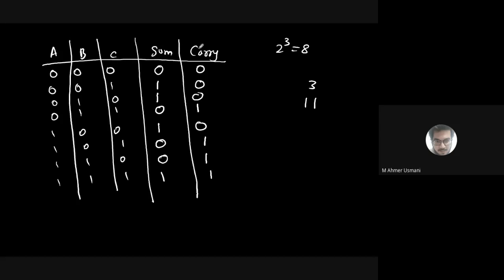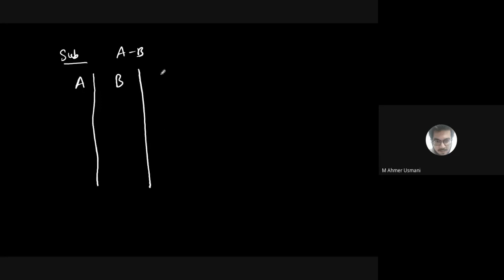Okay. Next that we'll be learning is called subtraction. हमें subtraction देखना है. So for subtraction we'll get A minus B. Again we'll do the same thing. We have the different combinations of A, the different combinations of B. We'll get the subtraction, and the fourth column is borrow.